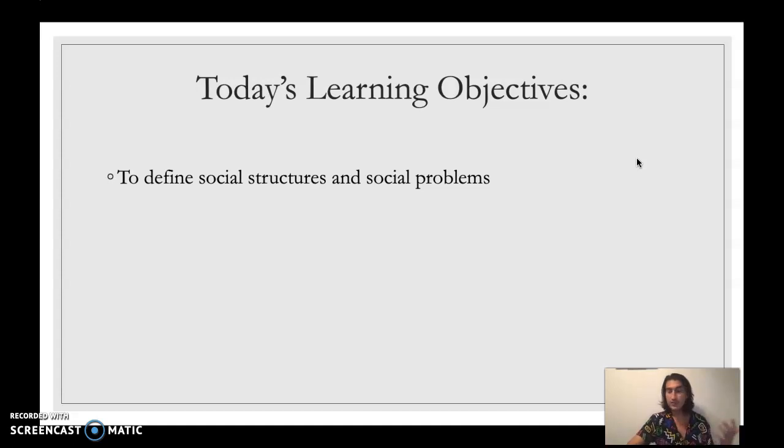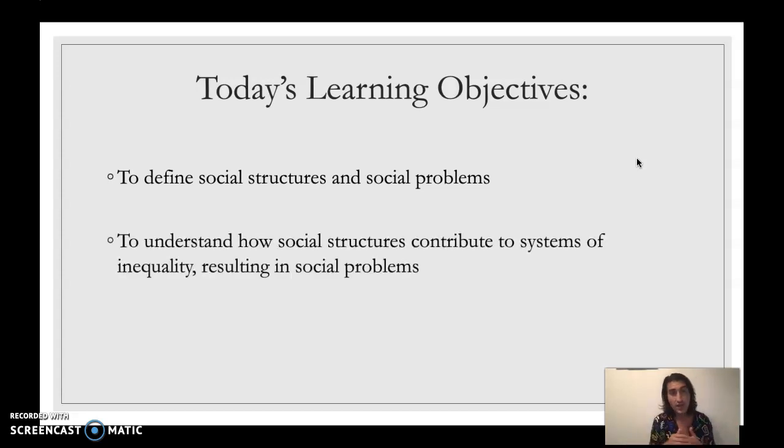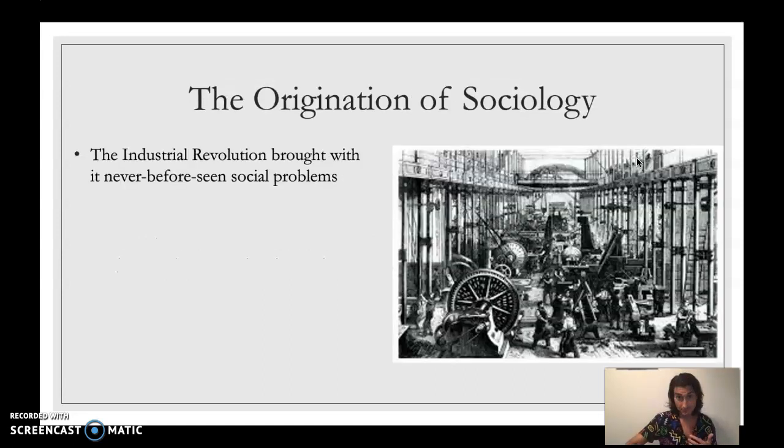Since this course is literally titled Social Problems, it's probably obvious that that is a very important term that we're going to be working with throughout the semester. But social structures are equally important for this course, as we'll explain in this presentation. The other objective is to understand how social structures specifically contribute to systems of inequality, which result in these social problems that our course is going to focus on.